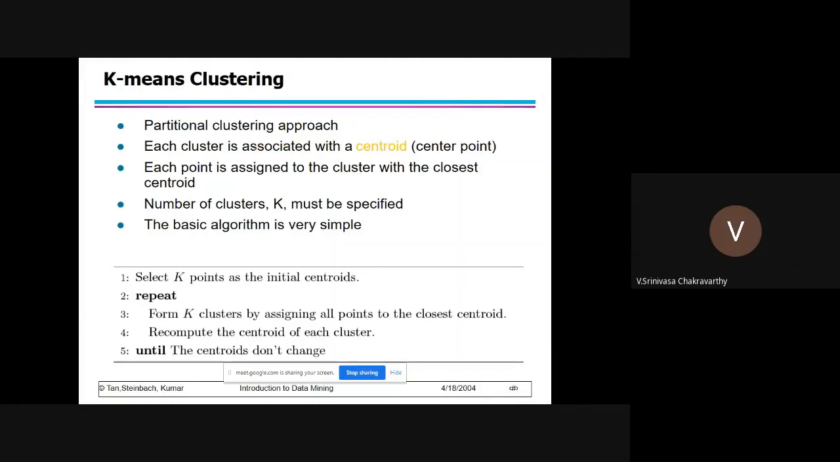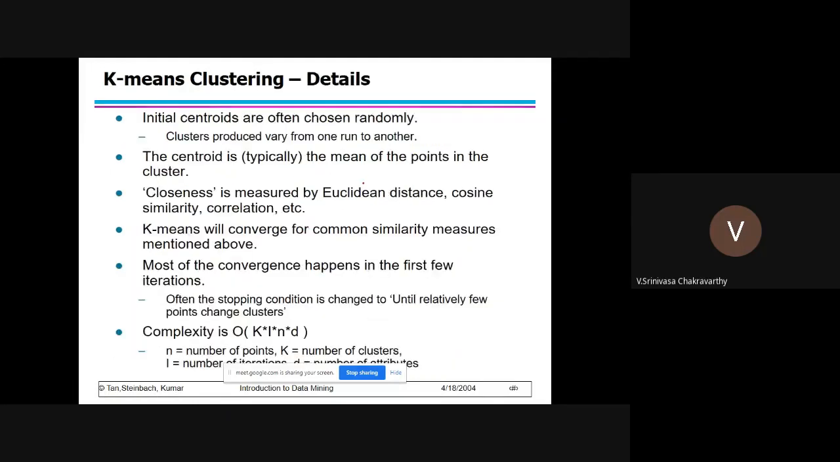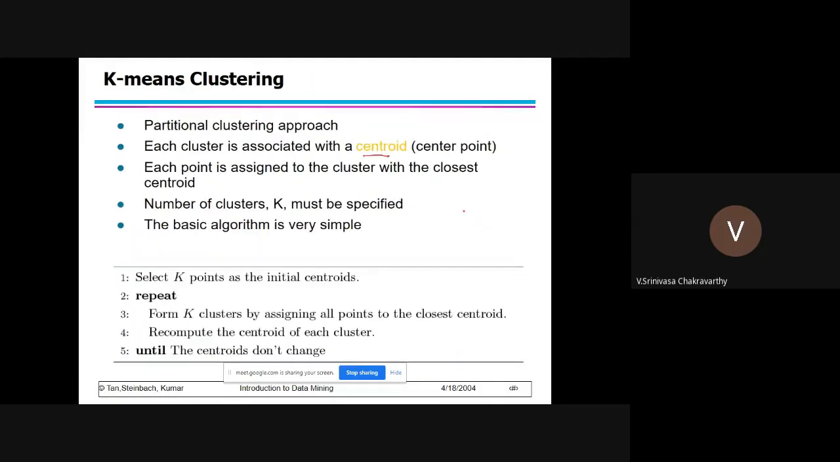Each cluster is associated with a centroid. Then each point is assigned to the cluster with the closest centroid. So if we have a bunch of points, I'll see some examples later, we have a bunch of points and a bunch of centroids. For every data point, you see which is the nearest centroid, and then allocate that point to that centroid. Like that, you divide the entire data set into clusters.